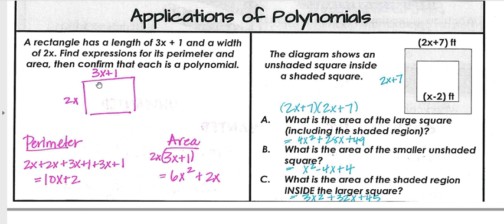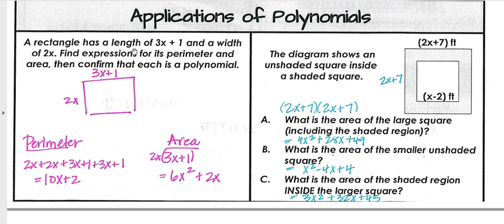So remember, perimeter, we add up all 4 sides, and in a rectangle, the opposite sides are the same. So I have 2 2x's, that's why we're adding them twice, and I have 2 3x plus 1's, because it's happening twice. So then we just simply add up all of our like terms. 2x plus 2x plus 3x plus 3x gives me 10x. My constants, 1 plus 1, gave me 2. This is, in fact, a polynomial.